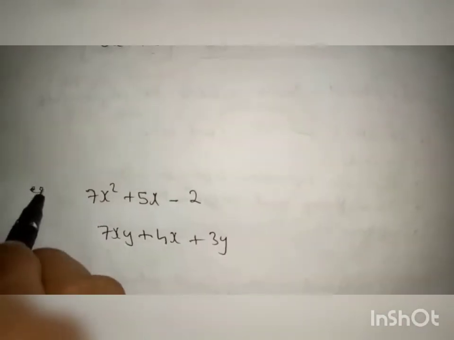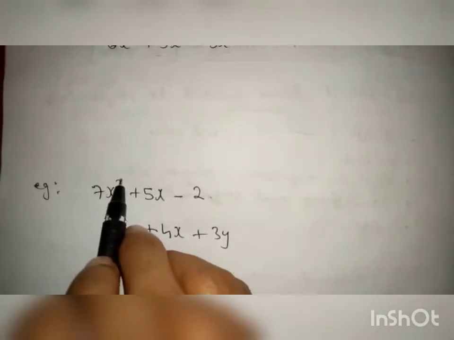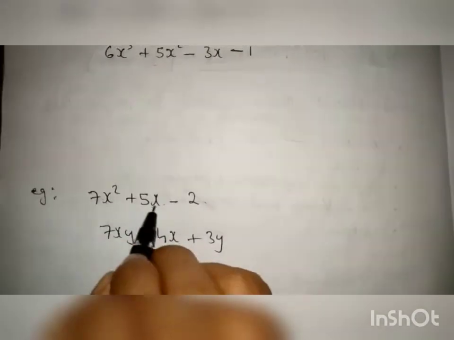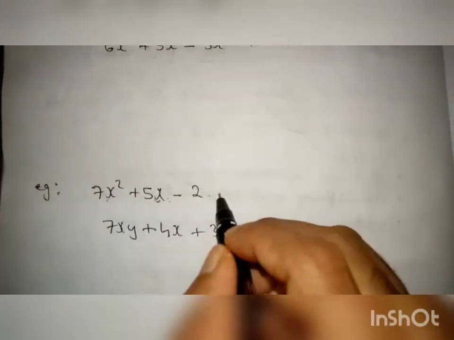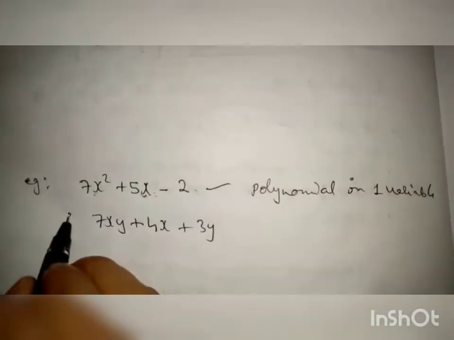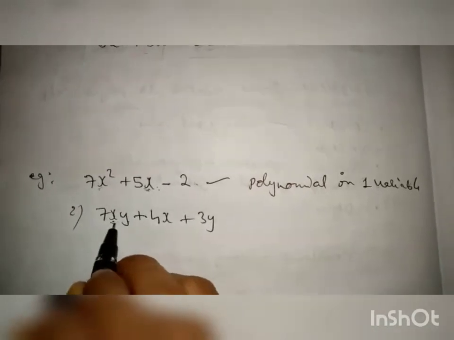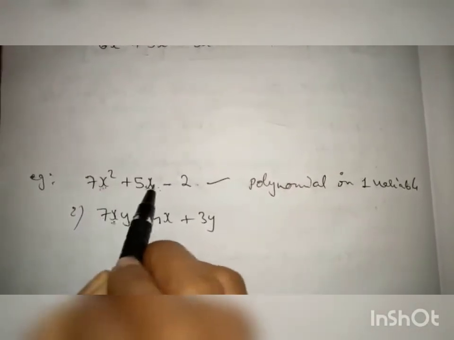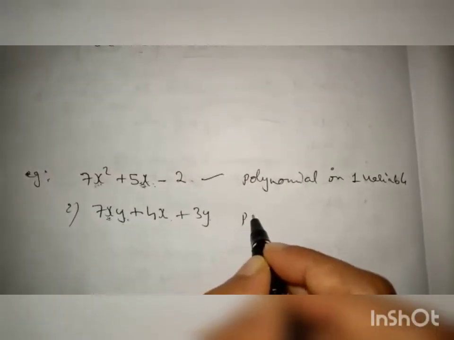Consider 2 more examples. So this is a polynomial, right? Constant, variable, and the power is also correct. So it's a polynomial. See about the variables, same x only, x square and x. So this is called a polynomial in one variable. The next example, this is also one type of polynomial, but how many variables are there? Here x only, and here x and y, two variables are there. So we can say this is a polynomial in 2 variables.